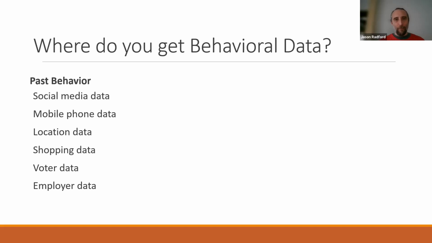So where do we get these kinds of behavioral data? Past behavior we get from social media, mobile phone data, your location history, your SMS messages, app usage, location data. So Google, if you have a Google account and you have an Android phone, keeps track of all your locations.